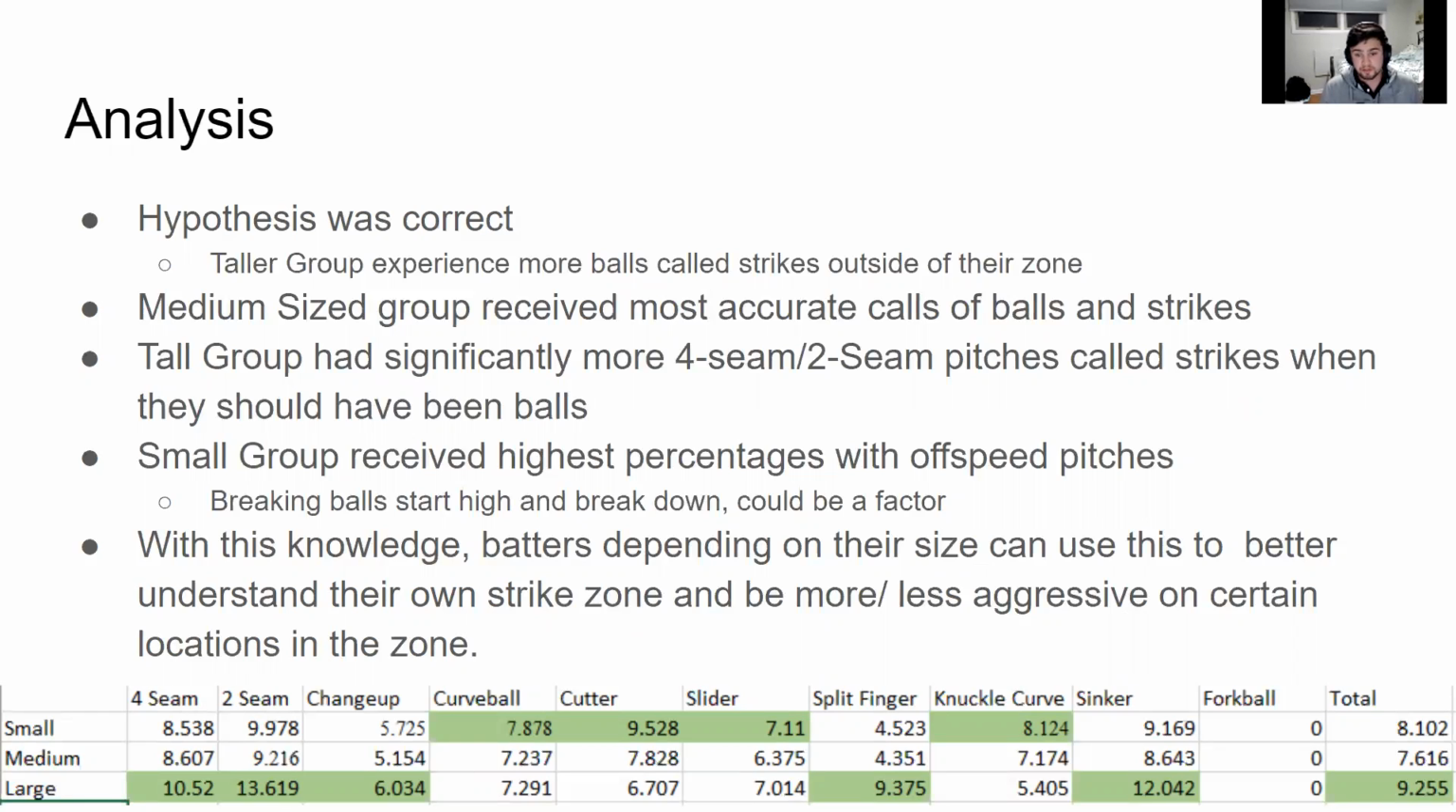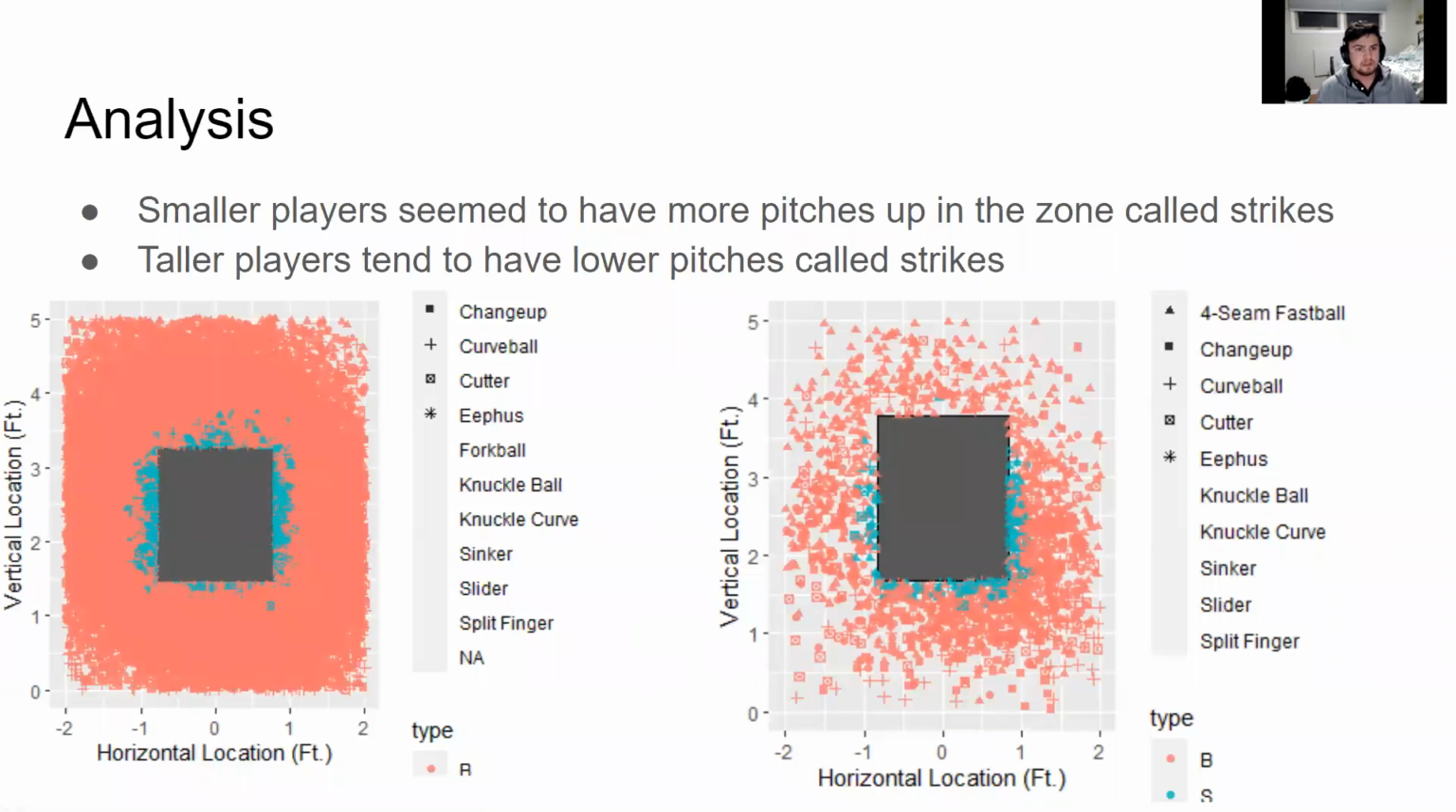And with this knowledge, batters, depending on their size, can use this to better understand their strike zone and be more or less aggressive in certain locations in the zone. As we can see, smaller players seem to have more pitches up in the zone called strikes, as we see on the graph on the left, and taller players tend to have lower pitches called strikes, as we see on the right.